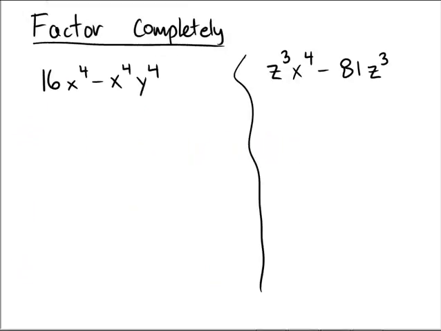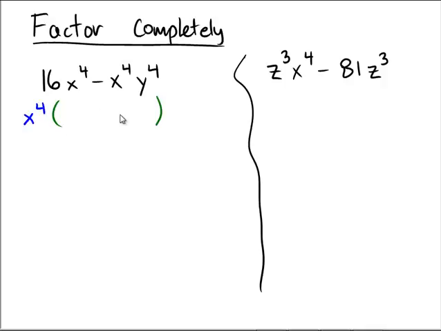Factor completely. These particular examples will all involve the difference of squares formula, or the multiplication of two conjugate binomials. The first step towards factoring should always be to pull out the GCF. If we look at 16x to the fourth and x to the fourth y to the fourth, there's a greatest common factor of x to the fourth in both of these.